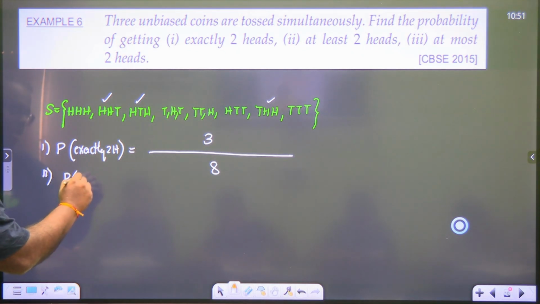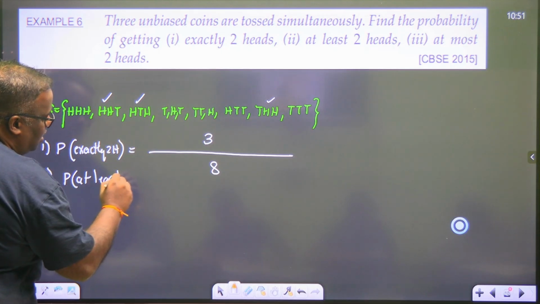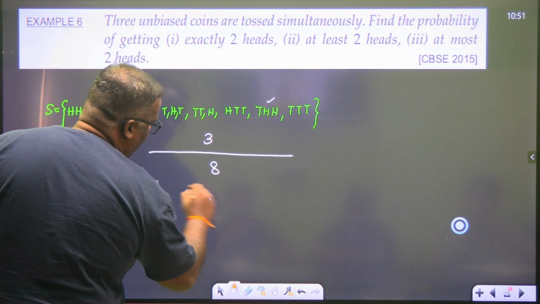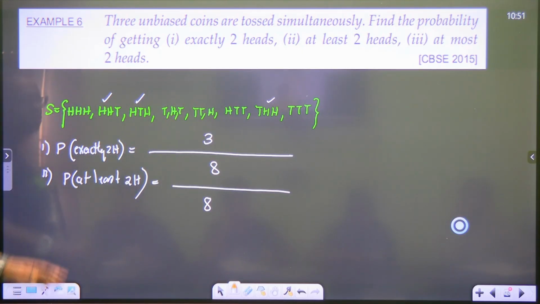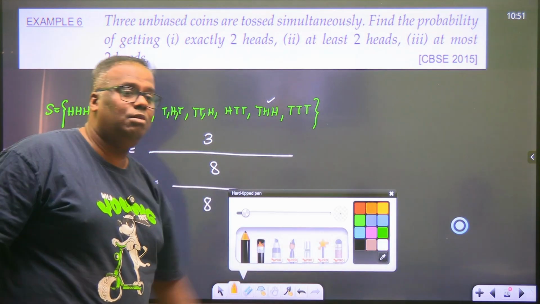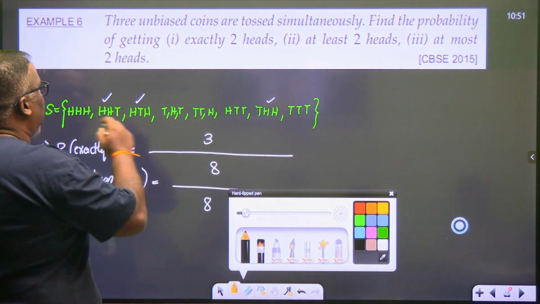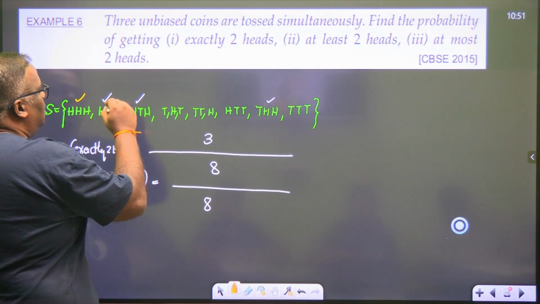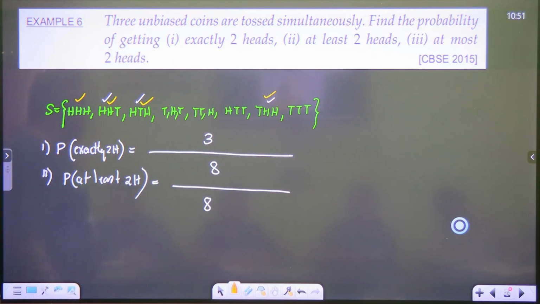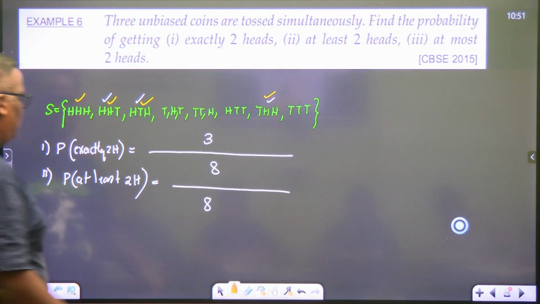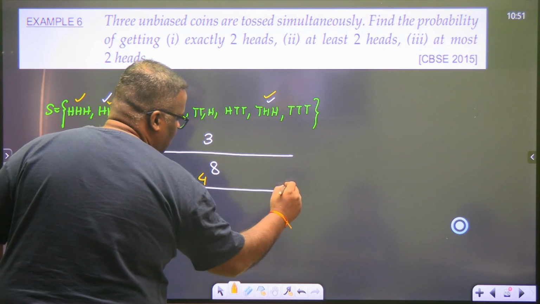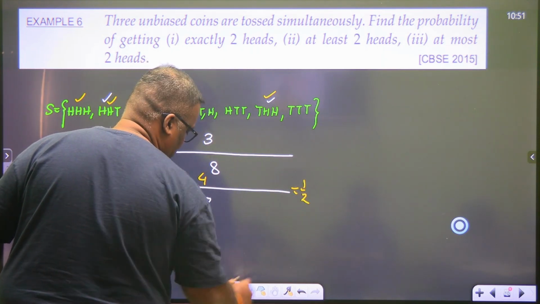What is the next problem? P at least 2 heads. Now how do you do this? In this we will put 8 in the denominator. At least 2 heads: all 2 heads qualify, and anything above 2 heads also qualifies. So 2 heads, then this one, this one, this one, this one. Any other? I don't think any more. So how many options do we have? 1, 2, 3, 4 options out of 8, which brings me to 1 upon 2.